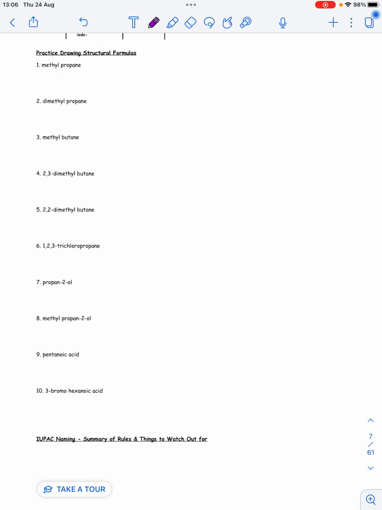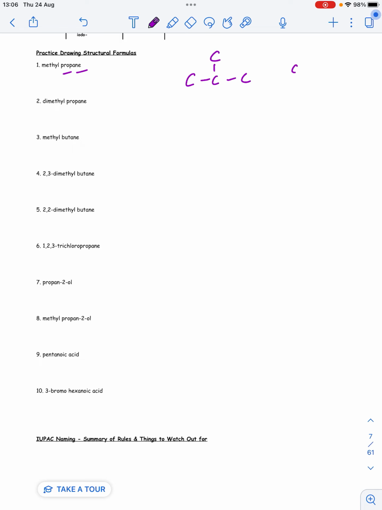Okay, let's go through some drawing exercises. We're on page 7 of the organic chemistry packet. So methylpropane, I see prop, so I'm going to draw 3 carbons in a row. I see ane, which tells me that it's just an alkane, all single bonds. Methyl tells me there's 1 carbon as a branch, and branches have to go off of middle carbons, not end carbons. Therefore, this is the main structure of this molecule.